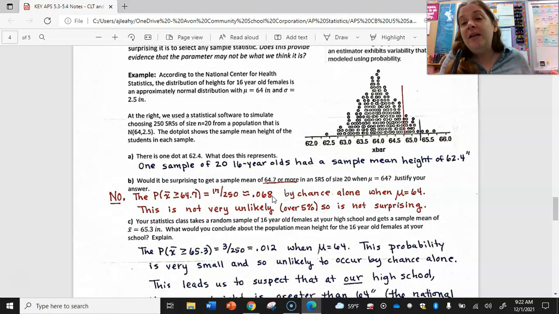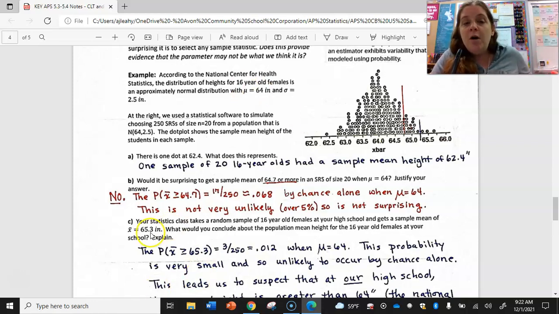So if the mean is 64, like we're claiming, the chance of getting an average height of 64.7 has about a 7% chance. That's pretty good. Okay, so a 7% chance, that could probably happen. So that's not unusual. That wouldn't surprise me. I'm not surprised by that answer.